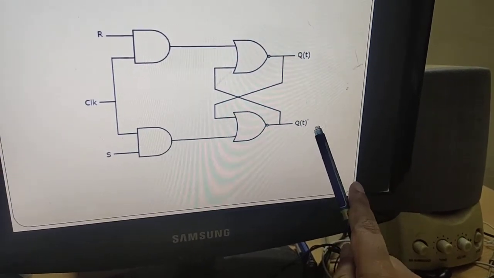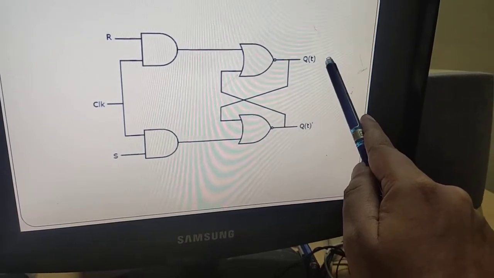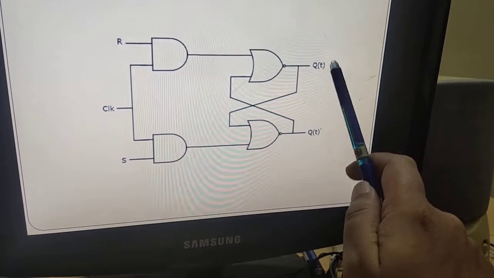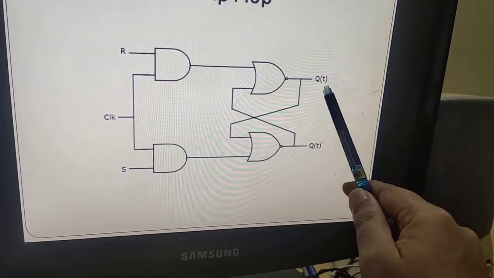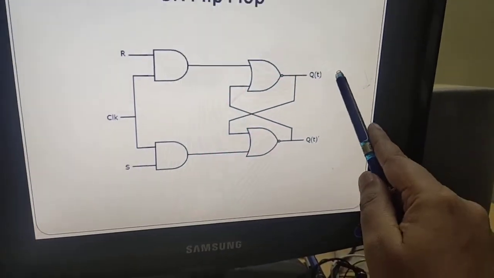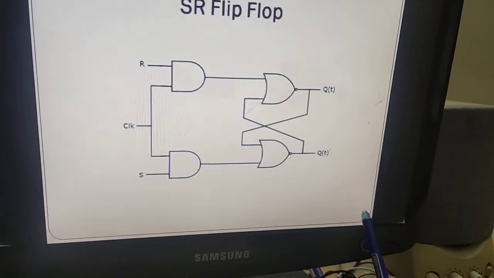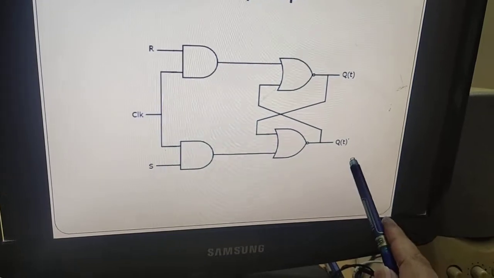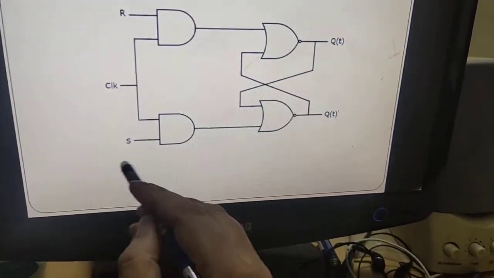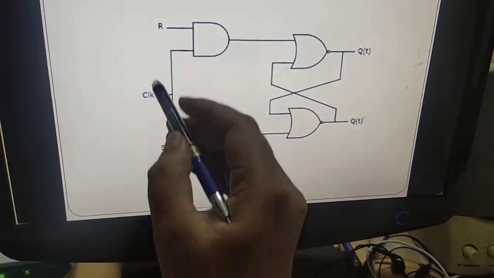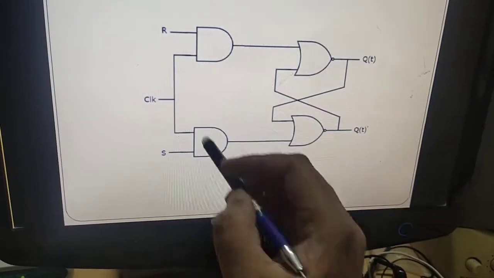But we should not take it as the same, because the Q value will change. Previously, when S is equal to 0 and R is equal to 0, the values remained the same, but here the values changed. So now Q is equal to 0, Q bar of t is equal to 1. Now I am changing this value. S is equal to 1, R is equal to 0.